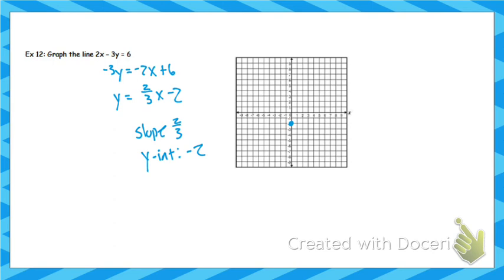So I'm going to go to -2, and from that point, I'm going to go up 2 over 3, up 2 over 3, up 2, and you just keep going until I get enough points to really get a good line. And I'm done.